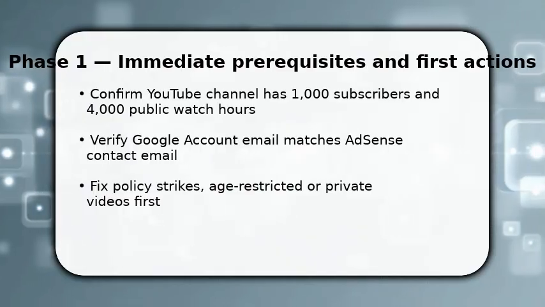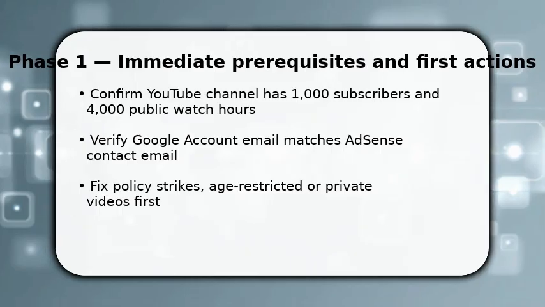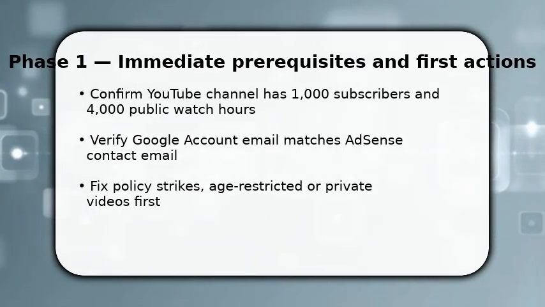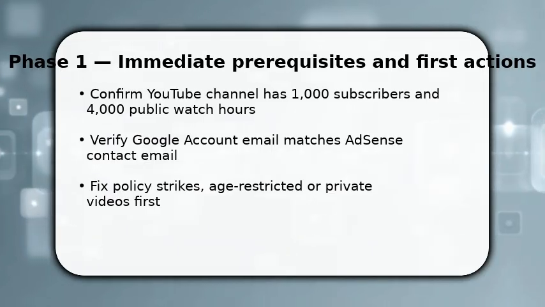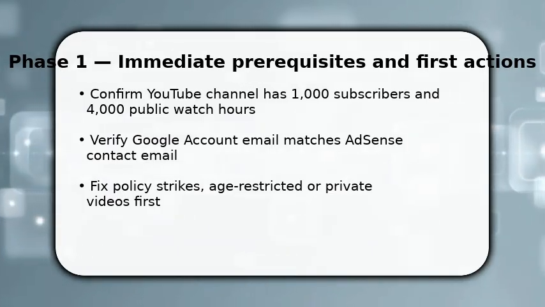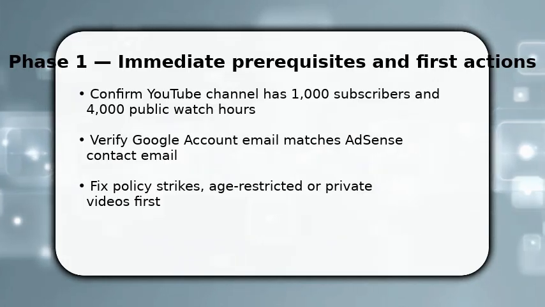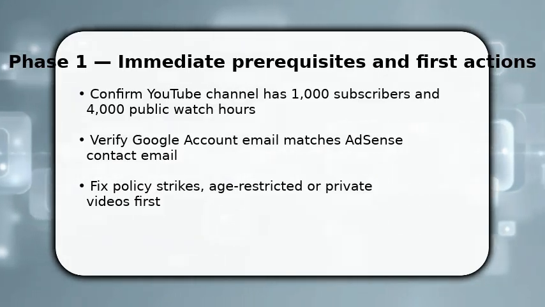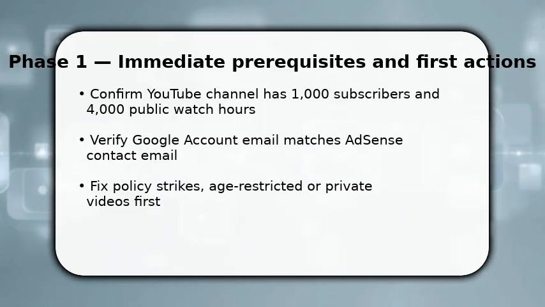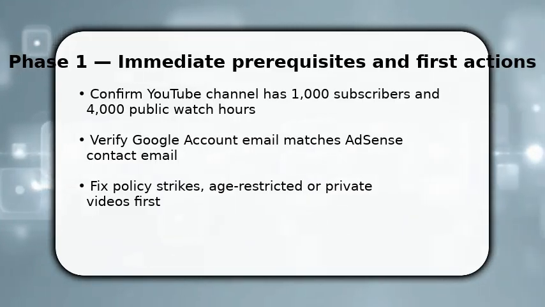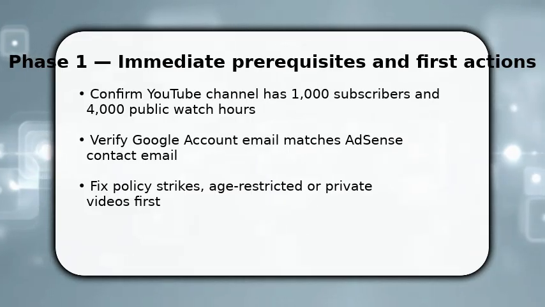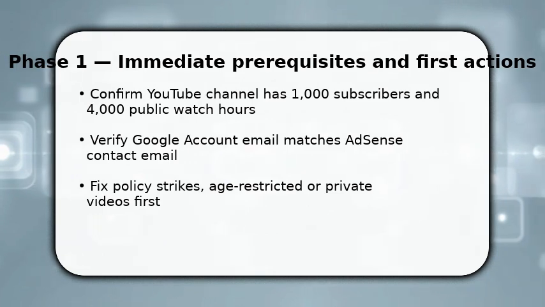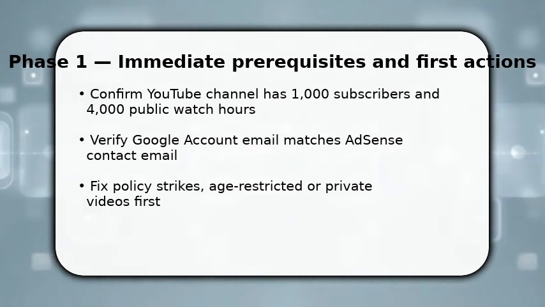You start by confirming essentials. Your channel meets 1,000 subscribers and 4,000 public watch hours, and you have no active strikes. Once done, open AdSense and check that the contact email exactly matches your YouTube-linked Google account. Mismatches trigger automatic disapproval. Next, remove or unlist content that violates policies, then save changes and wait for channel review to update. This saves time because many rejections stem from simple mismatches or strikes.